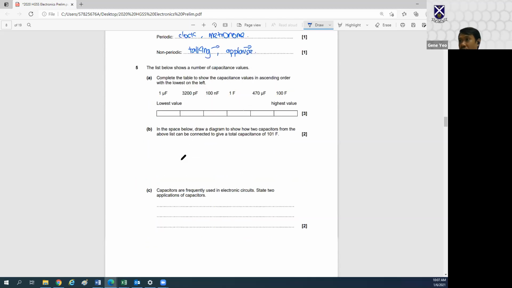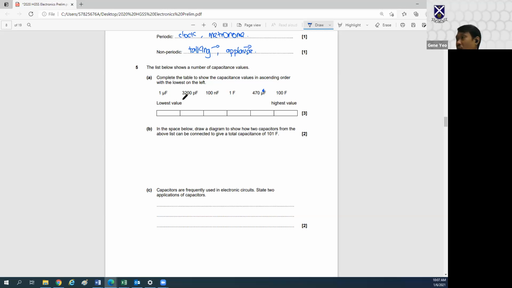Now we'll go on to question 5. Again, these 3 marks, you should be able to get because they're just testing you on the prefix, whether you know what micro is, nano, pico. So all these are capacitors, capacitance values. You just need to be able to know what the prefixes are.